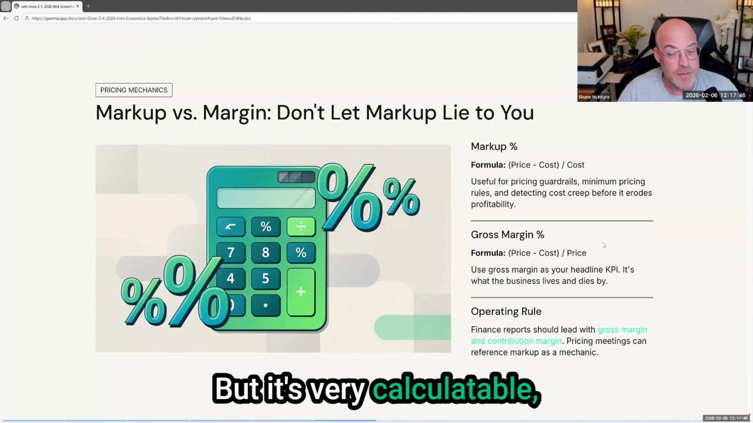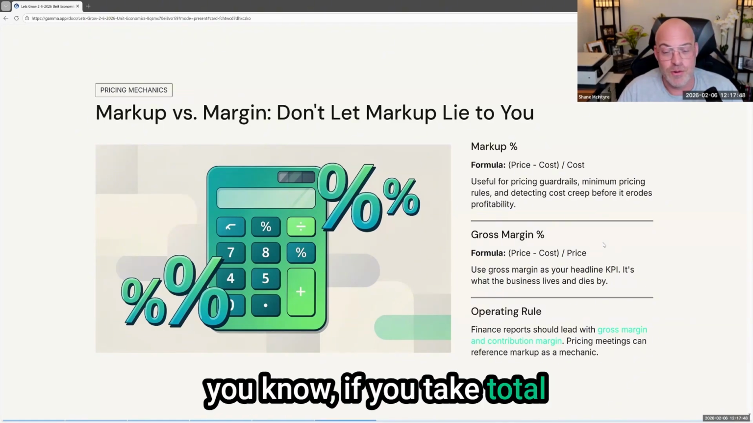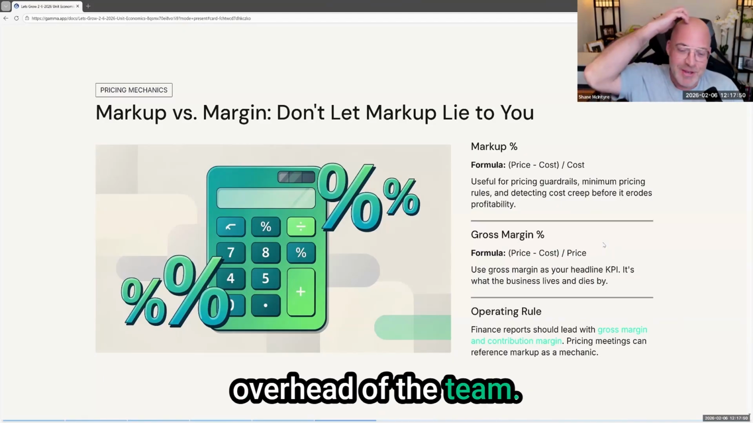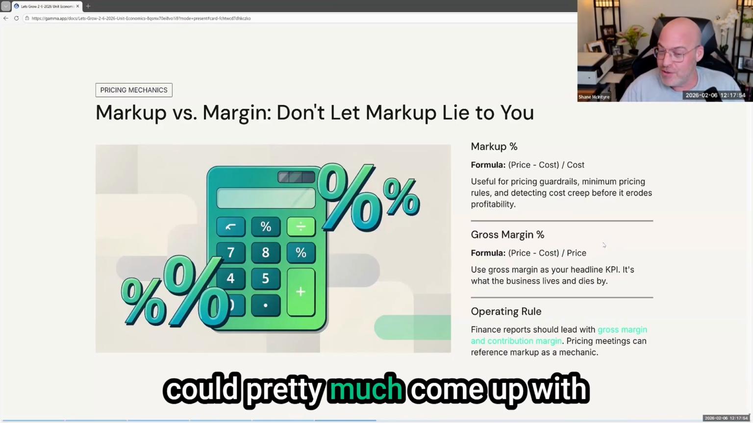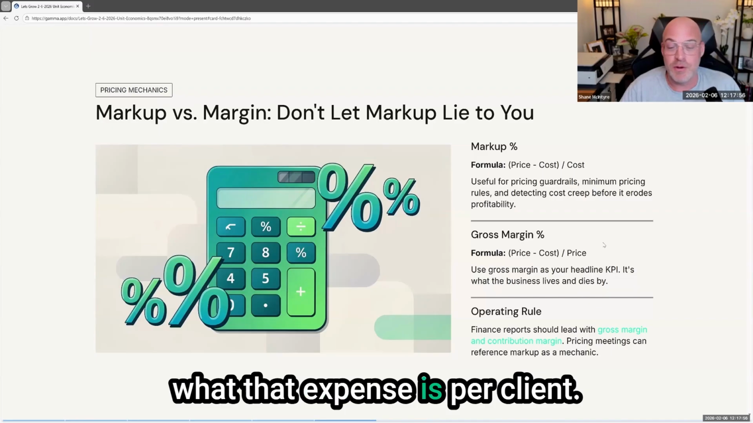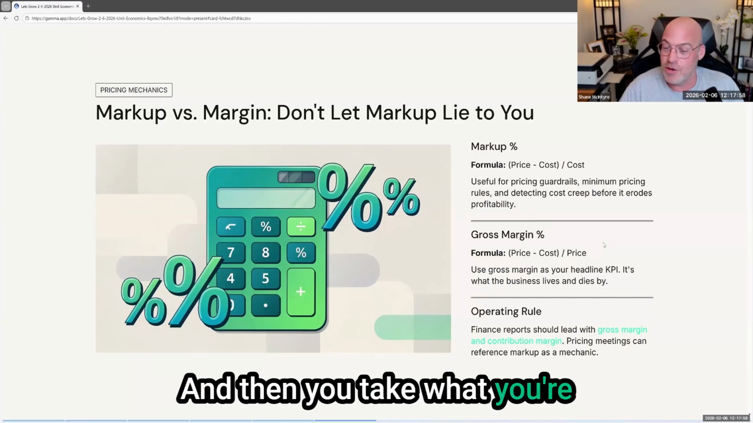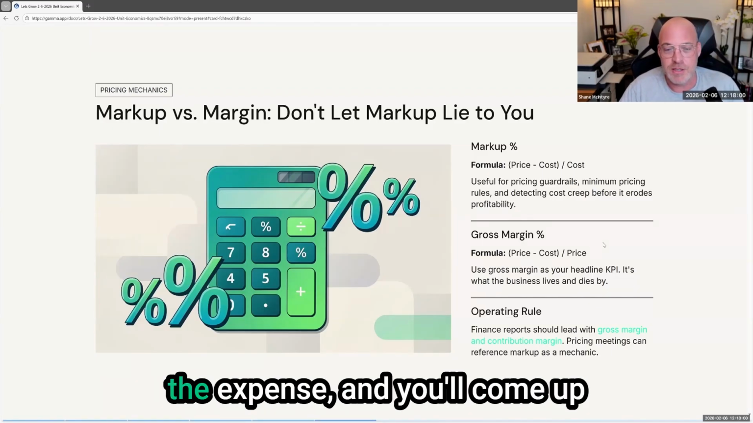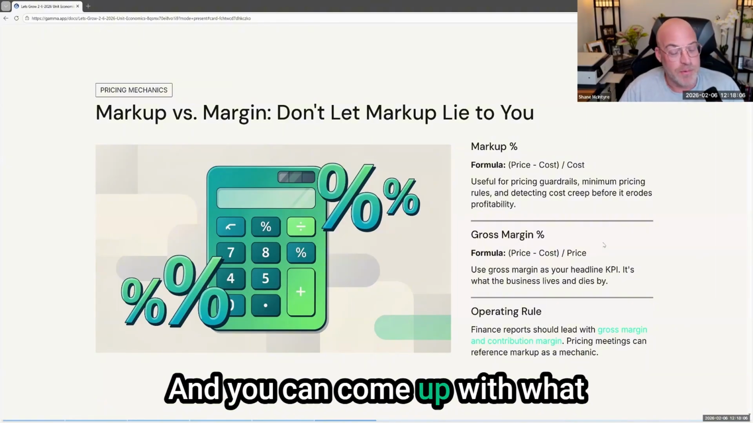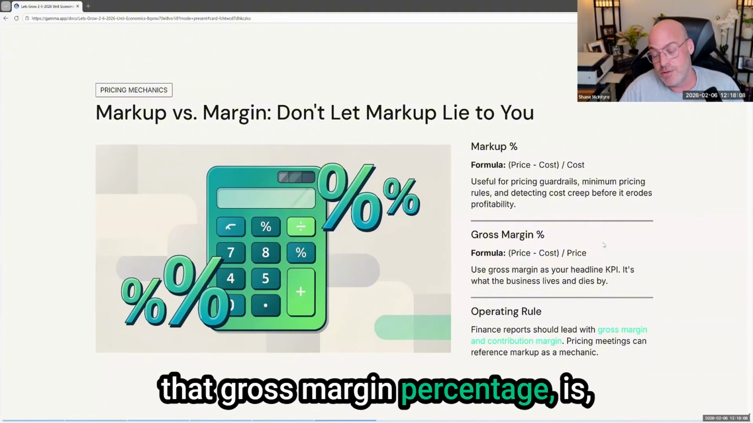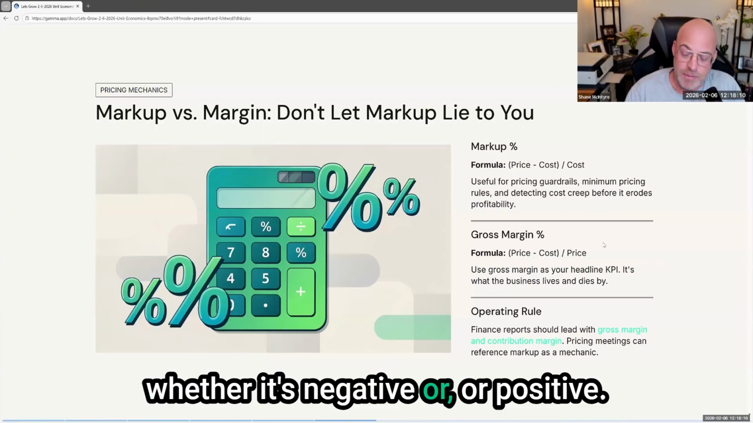But it's very calculatable. If you take total overhead of the team, you divide it by the number of clients that you have, and you can pretty much come up with what that expense is per client. And then you take what you're charging that client, subtract it by the expense, and you will come up with what that markup is or isn't. And you can come up with what that gross margin percentage is, whether it's negative or positive.